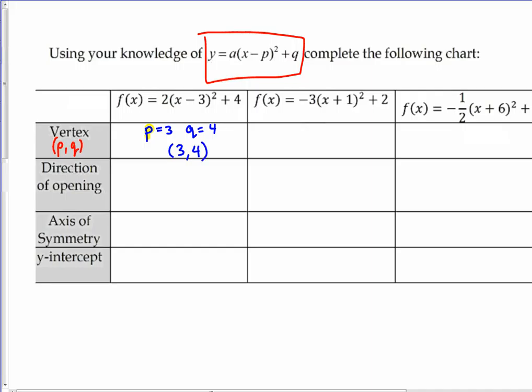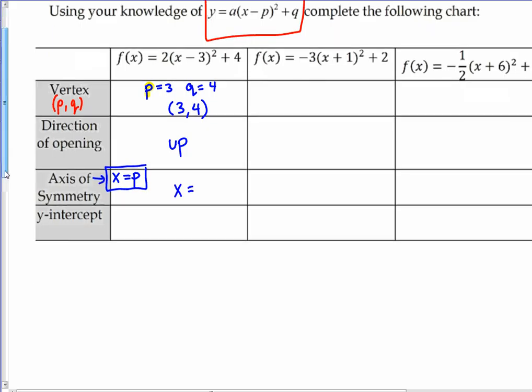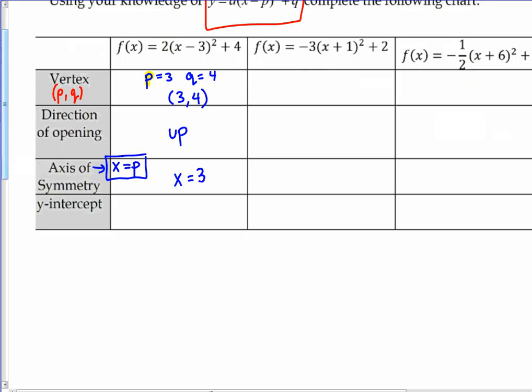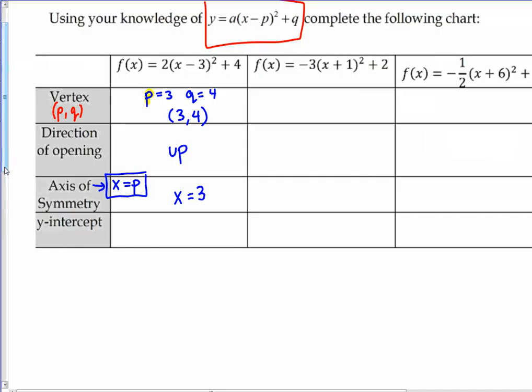So we have 3 comma 4. Will this graph open up or down? Up. To get the equation of the axis of symmetry, it's always x equals p. So in this case, it would be x equals, what's the p value? 3. That would be the equation of the axis of symmetry. How do you find the y-intercept for any function?